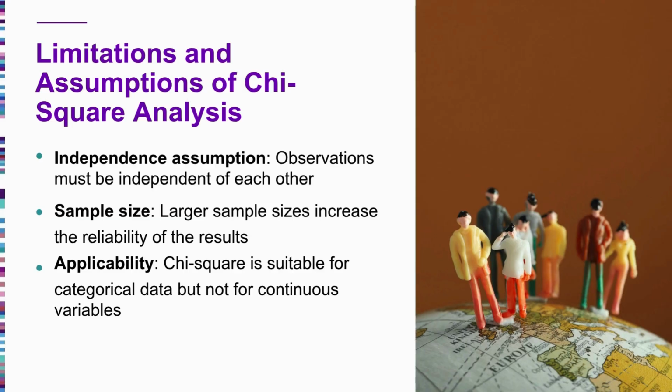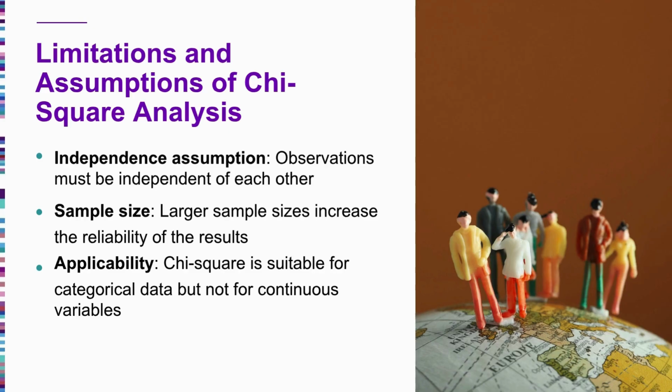Limitations and assumptions of a chi-square analysis include the independence assumption. This means that the observations must be independent of each other. Each individual observation in your data set must be separate and does not influence any other observation. It requires that observations are not related to each other. And in the context of the test, the value of one categorical variable should not affect the value of the other categorical variable.